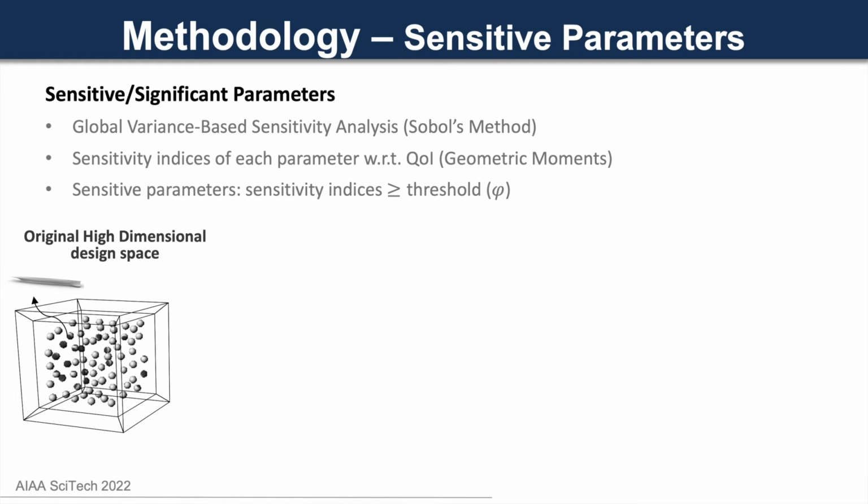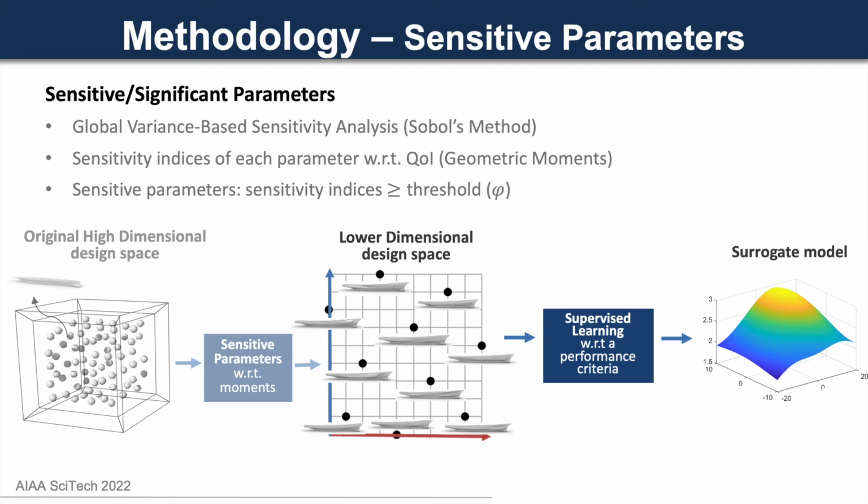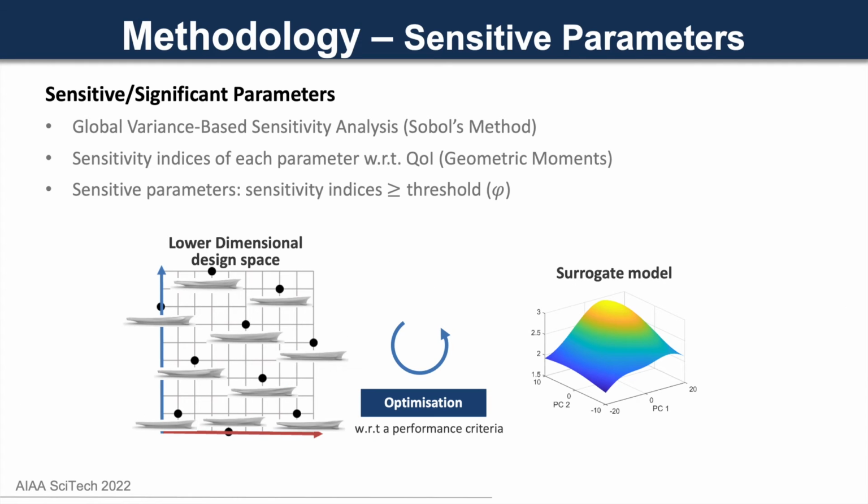So let's say we have an original design space. We sample that design space, we evaluate the geometric moments, and we evaluate the sensitivity of our parameters. And then we use the most sensitive parameters whose sensitivity index is higher than the given threshold. So we evaluate only that set of parameters and get the lower dimensional design space. We sample that design space, we evaluate the actual performance criteria, and we construct our surrogate models. Once we have our lower dimensional space and the surrogate models, we connect them with the optimization and perform the shape optimization to optimize our design.